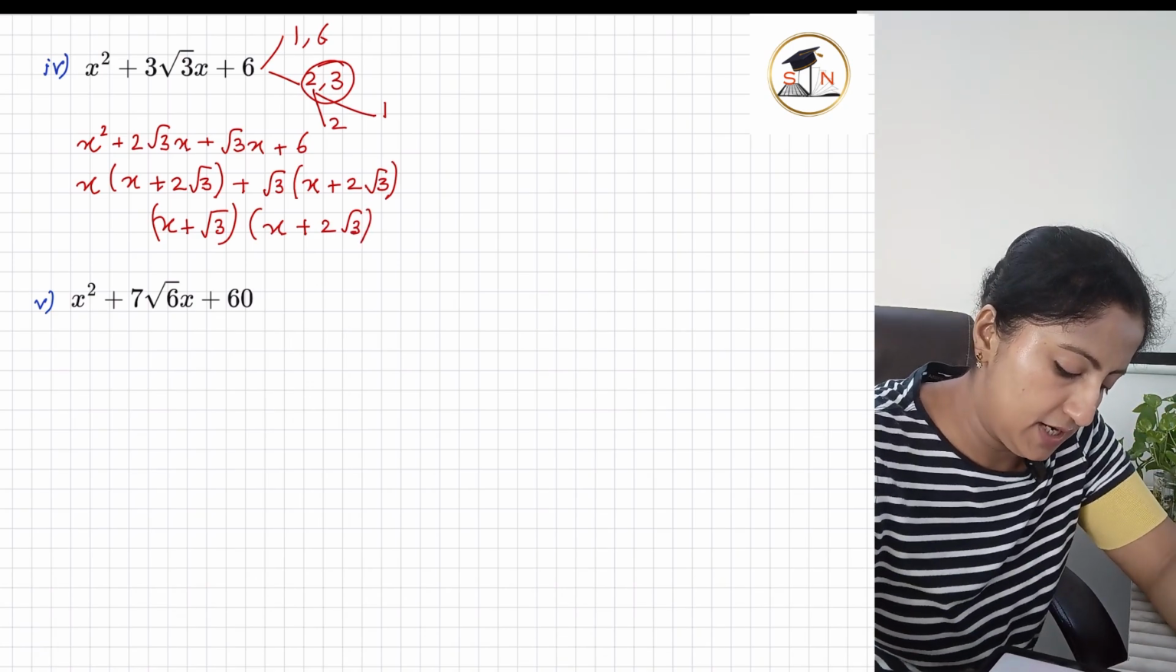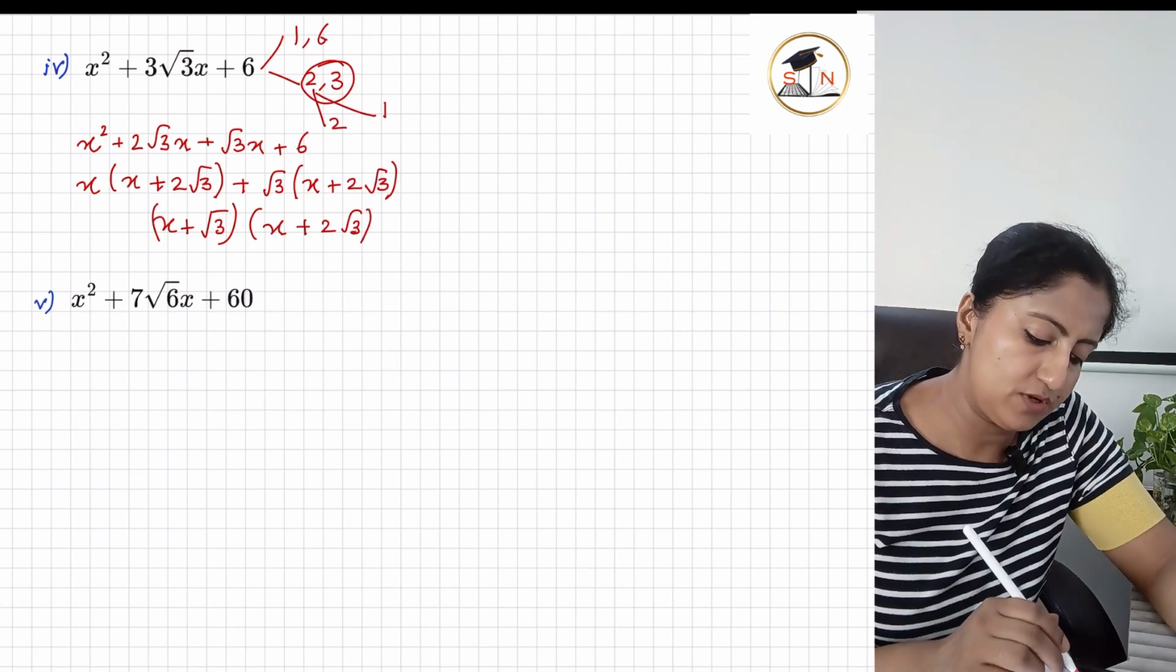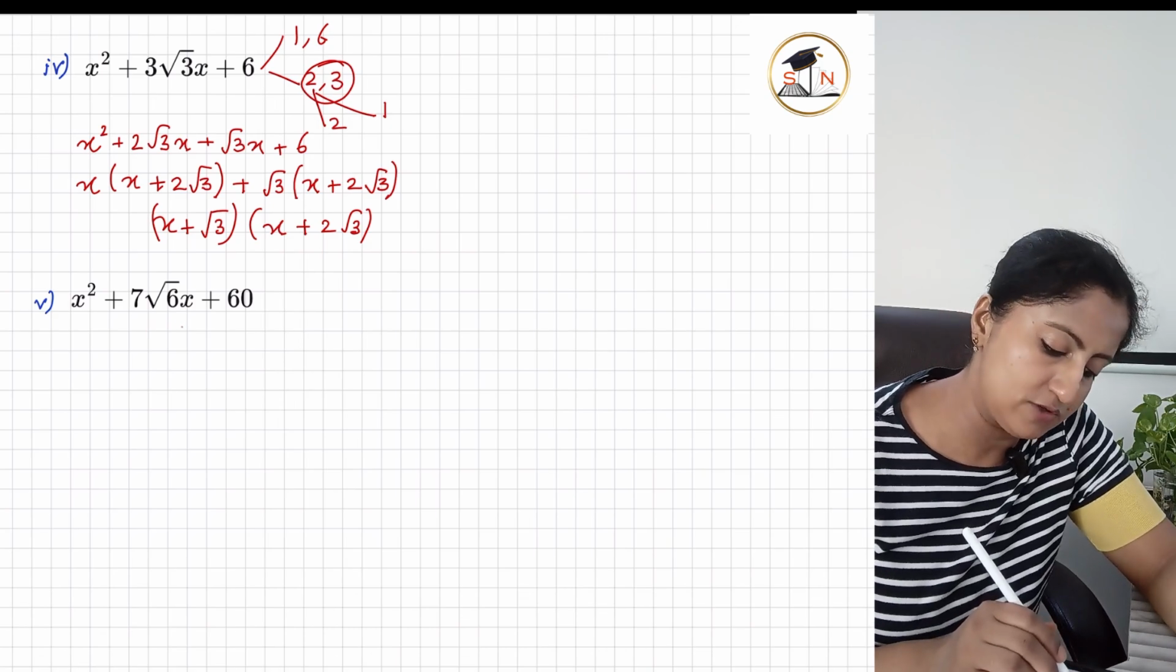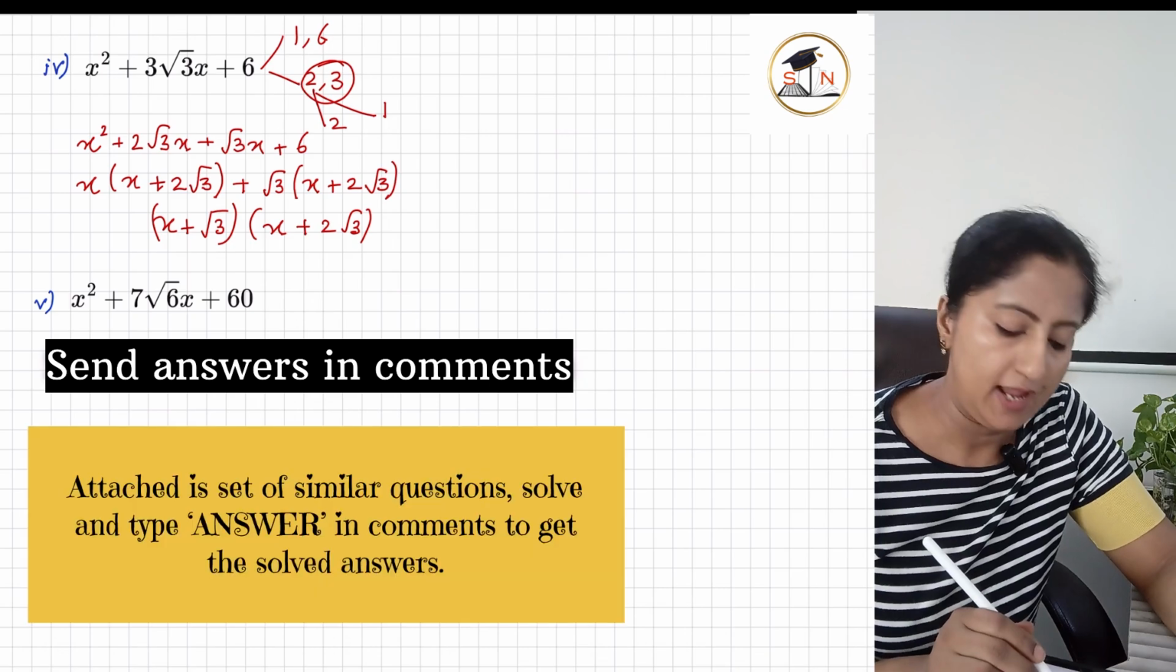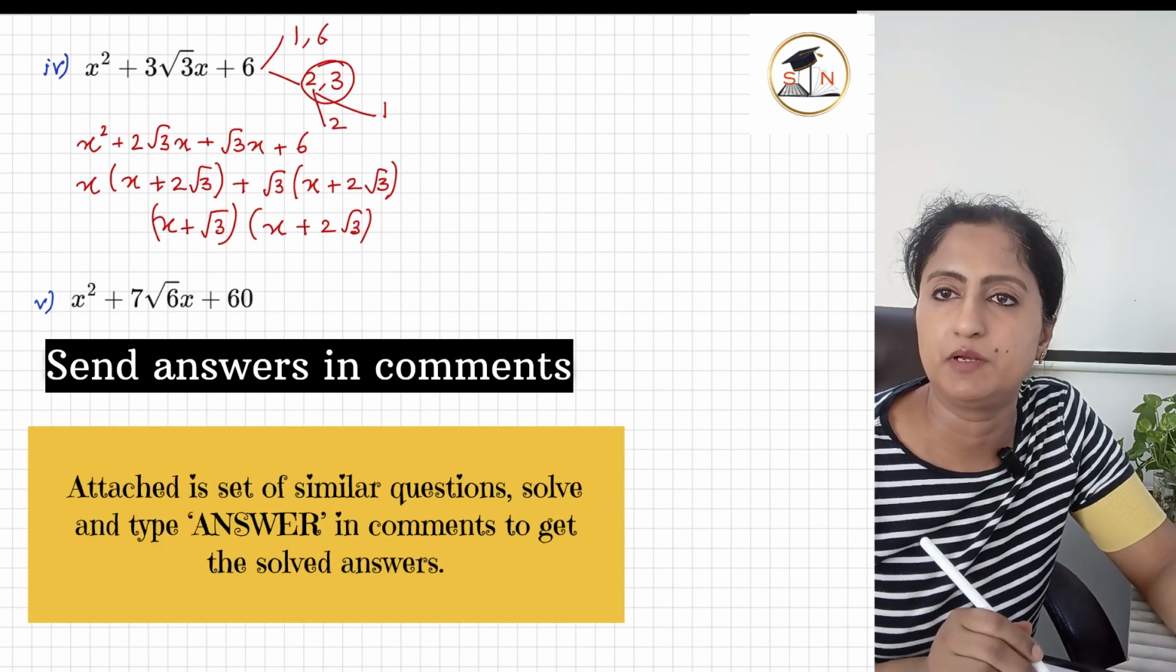Now we are just left with the last one over here, x square plus 7 root 6x plus 60. I want you guys to try factorizing it and leave your answers in the comments below.